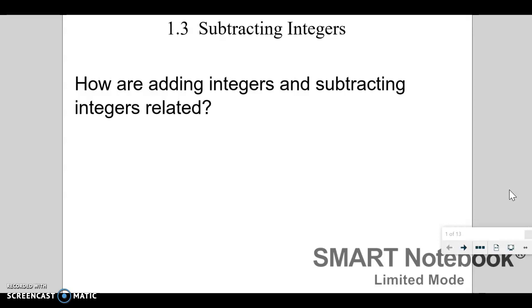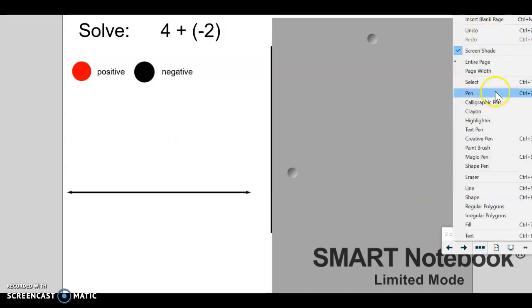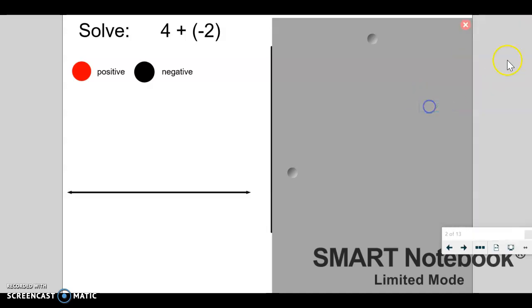Remember, one way to think about subtraction is you have a starting amount, a starting number, and then you take away from that starting amount. So along the lines of what we did last time, we're going to model it with positive and negative signs and a number line. And as you get familiar with it, you can take those models away. So I am going to start with the same method that we did last time.